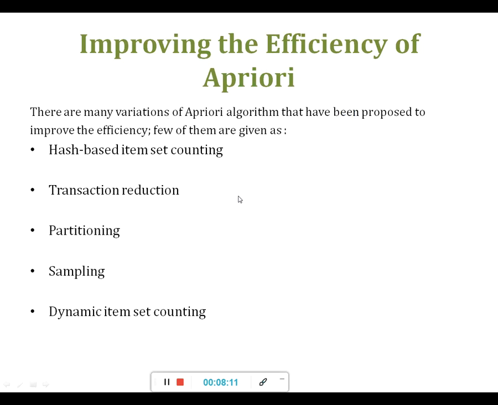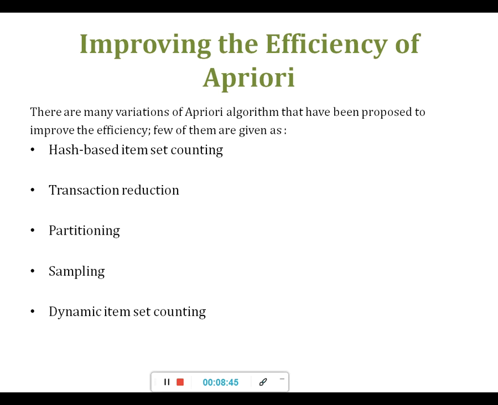Now we are going to see the methods for improving the efficiency of the Apriori algorithm. There are many variations of the Apriori algorithm that have been proposed for improving its efficiency. Some of them are given here: hash based item set counting, transaction reduction, partitioning, sampling, and dynamic item set counting.